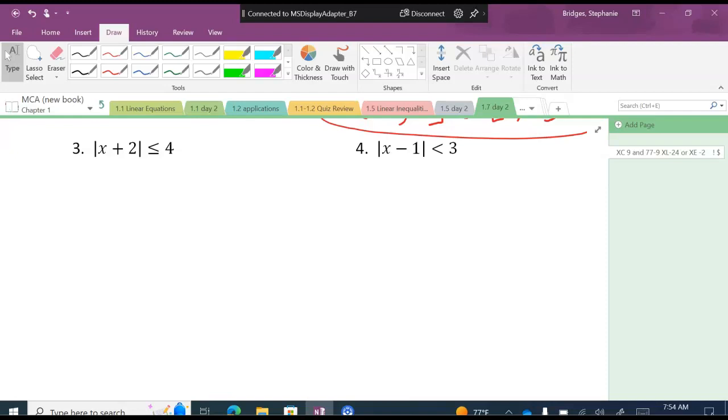The absolute value of x plus 2 is less than or equal to 4. First question, is my absolute value all by itself on the left side of the inequality? Yes, okay. Less than, greater than or less than? Less than, so that means what word?